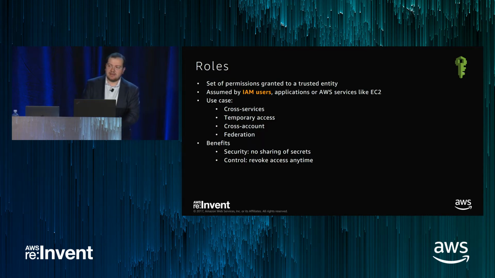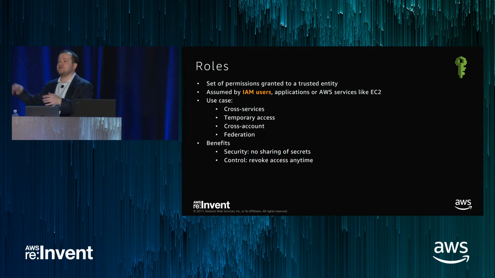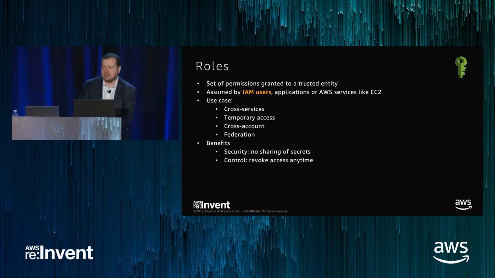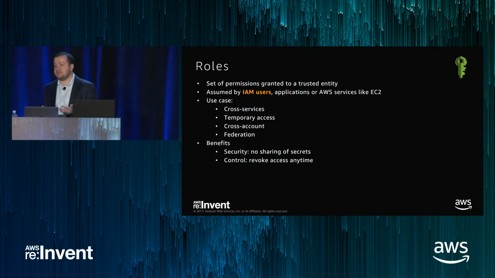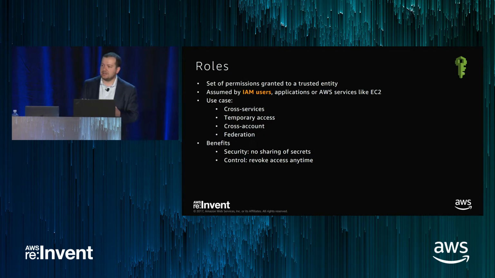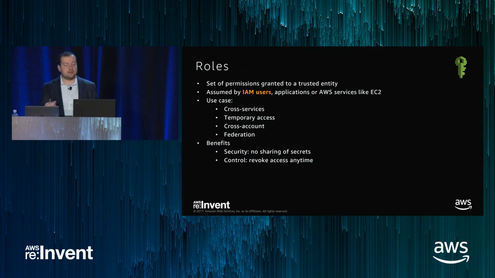IAM roles are also good if you need to talk across services, or if you need temporary access to something. You can use the Security Token Service for that. You can also assume a role across accounts, so you can have your IAM user in one account assume a role in another account. For example, if you need to write to an S3 bucket in a third-party account that they've granted you access to. Also, if you use identity federation, if you're federating through a partner like Okta or through ADFS, you're going in through a role.